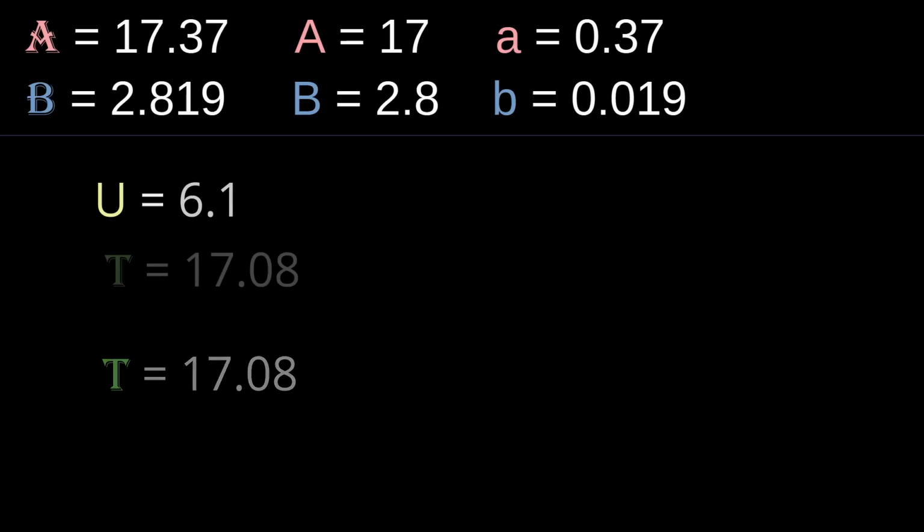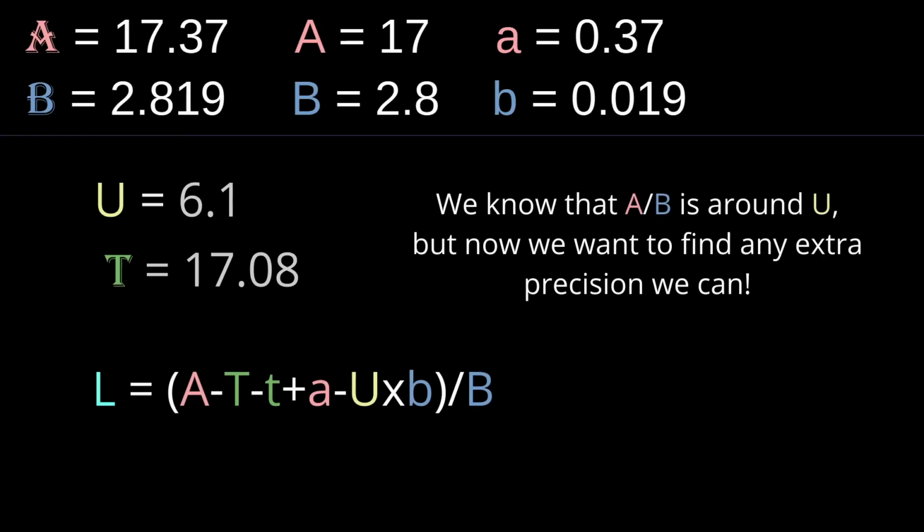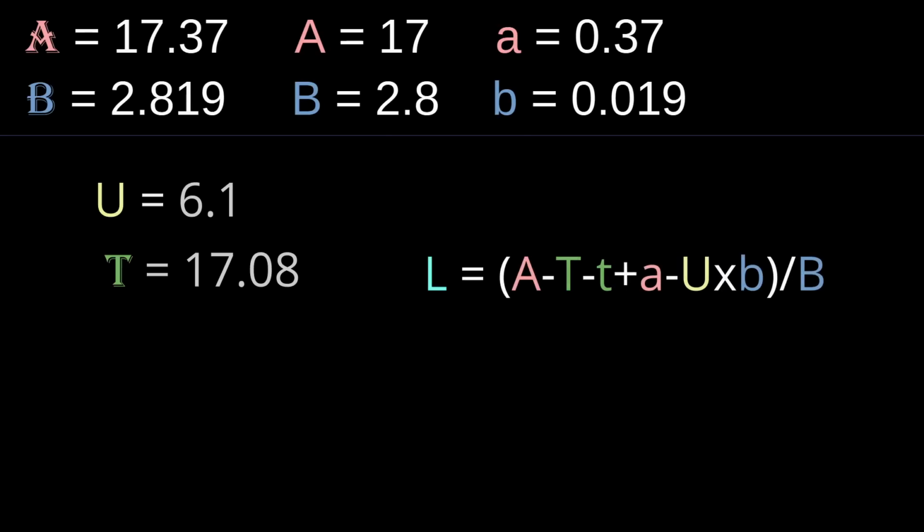Okay, so we know that the upper half of the final result is going to be somewhere near u. But what about the lower half? Well, to compute the lower half, we're going to make another little temporary variable here, and I'm going to call this one L for lower. We've got L equal to this rather ugly looking expression. L equals capital A minus capital T minus lowercase t plus lowercase a minus u times lowercase b, all divided by capital B. Quite a mouthful. What on earth does all of that do? Well, let's have a bit of a step through this thing because it's not really that complicated. It starts out with capital A minus capital T minus lowercase t.